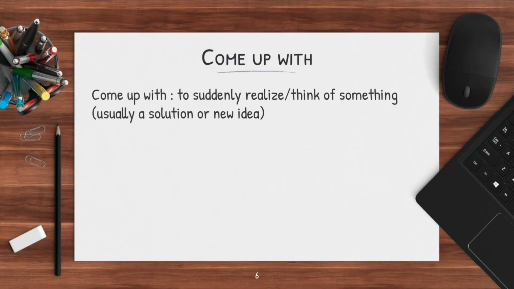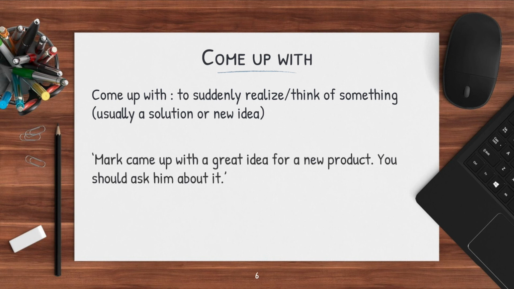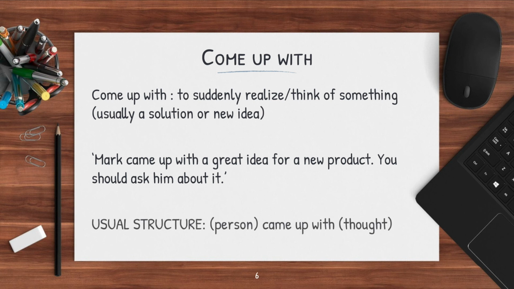Next, to come up with something means to suddenly realize or think of something, and usually this is a solution, an answer, or a new idea. For example, Mark came up with a great idea for a new product. You should ask him about it. For the structure here, the person would be at the beginning, usually the person that thought of this thing, came up with, and then their idea, answer, or solution.